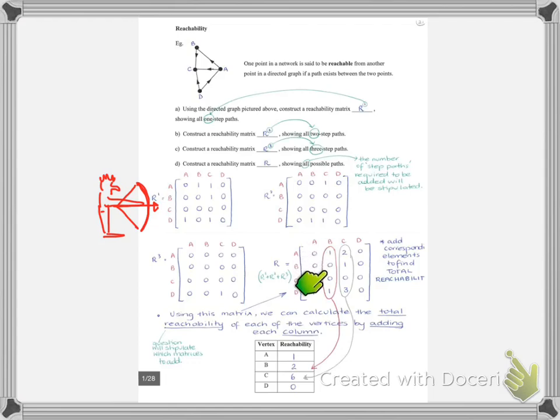Okay, in any case, that was the same as what I said before. So B has a reachability of 2. We can see that C is the most reachable. It has a reachability of 2, 3, another 3 is 6, so its total reachability is 6.